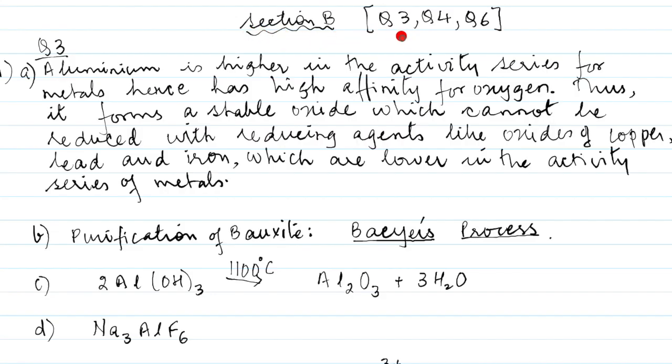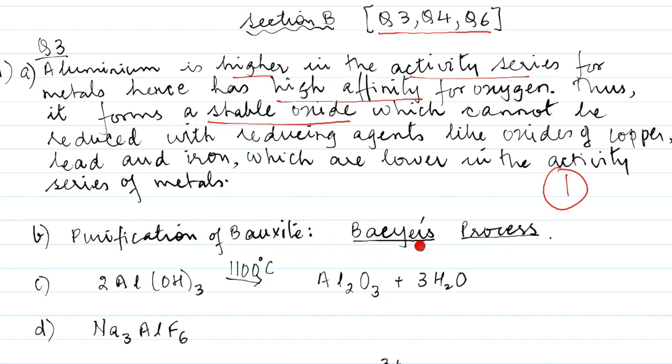So we write section B, we write which are the questions that we are writing. And first one, aluminium is higher in the activity series for metals. So it has strong affinity or high affinity for oxygen. So it forms stable oxide, mark the keywords, which cannot be reduced with reducing agents like the oxides of copper, lead, iron, which are lower in the activity series of metals. Okay, so that will give us 1 mark.